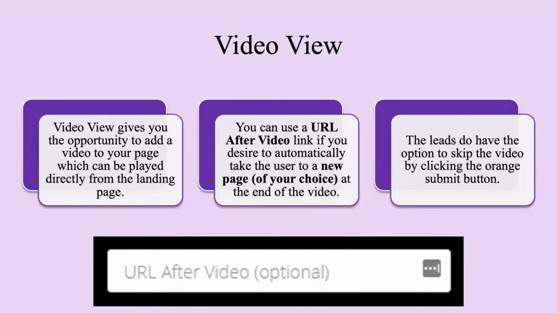You'll link a URL to it, and then it'll automatically show that video on the page. But the leads do have the option to skip the video if they just don't want to watch it. It'll have an orange button there that says skip video, and it'll just take them straight to entering their information.